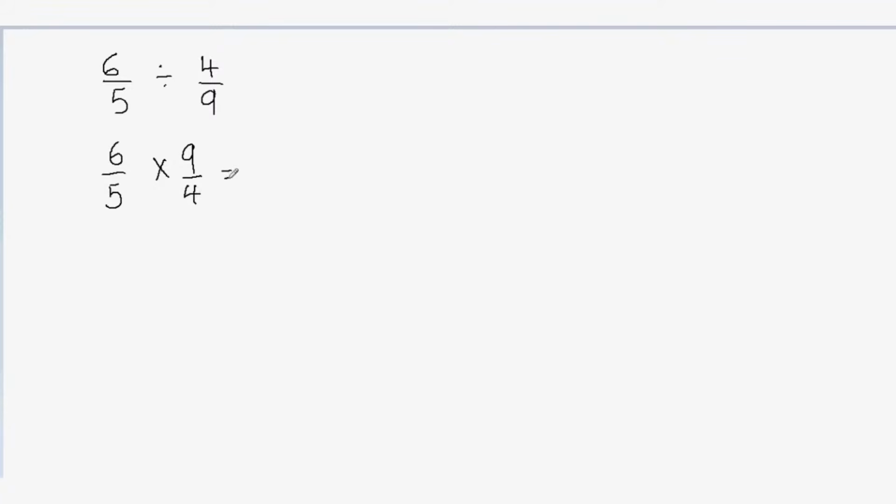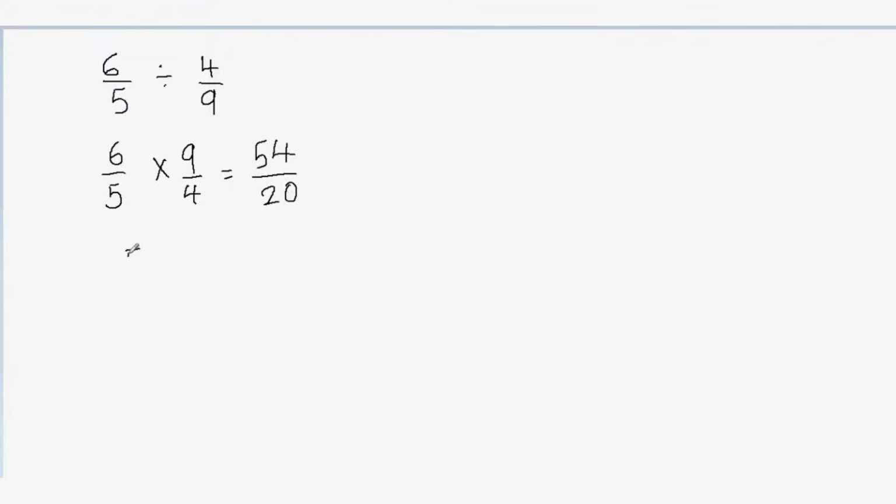Now I can just go ahead and multiply these fractions. So we're going to multiply the numerator with the numerator and then the denominator with the denominator. So 6 times 9 gives me 54. And then 5 times 4, you multiply the denominator with the denominator, gives me 20. I got this fraction. Now we're going to simplify this.